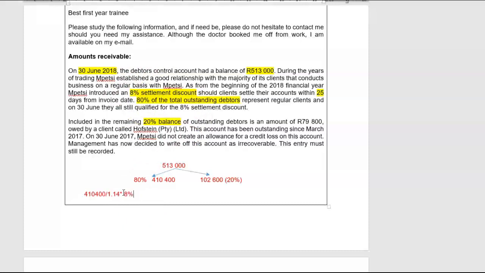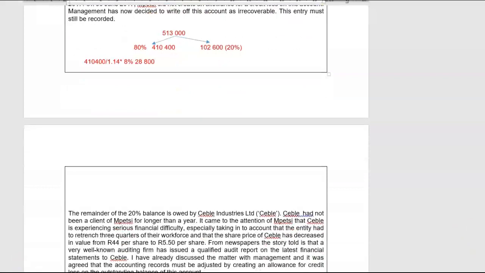And that is going to be my allowance for settlement discount at the end of the period, which equals 28,800. Good. Now we can continue with the other 20%. What should we do with the other 20%?